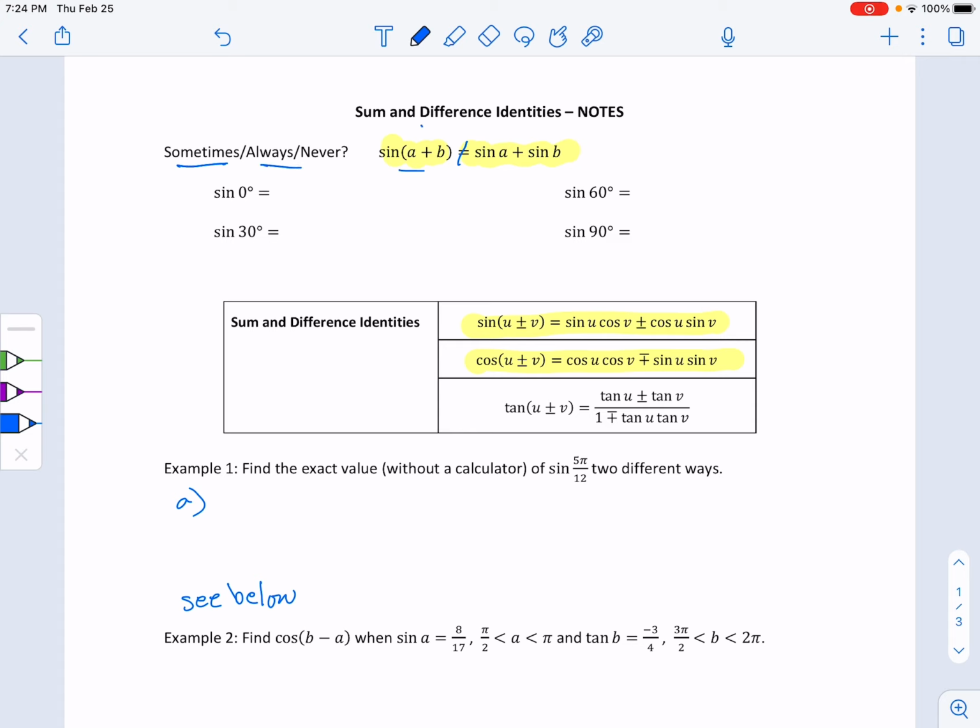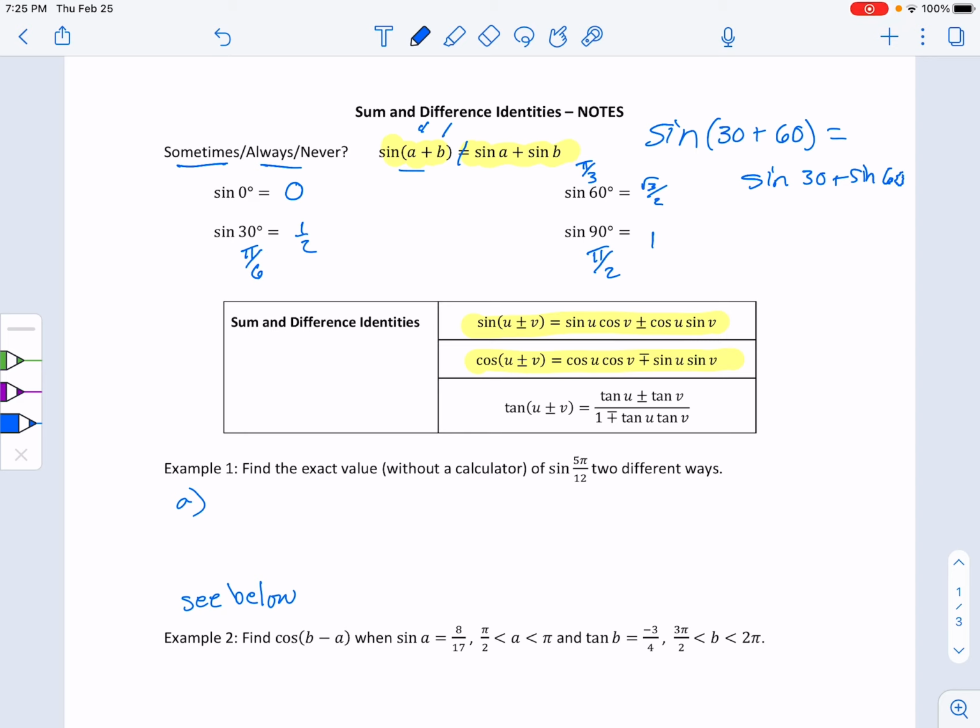If you have the sum of two angles, these are angles, okay? So like if I have the sine of 30 degrees plus 60 degrees, is it the same as the sine of 30 plus the sine of 60? That's what it's asking. So let's stop and think. The sine at 0 degrees is 0. The sine at 30 degrees, which is really pi over 6, right, is a half. And 60 degrees is pi over 3. That's root 3 over 2. And at 90 degrees, which is pi over 2, it's 1.